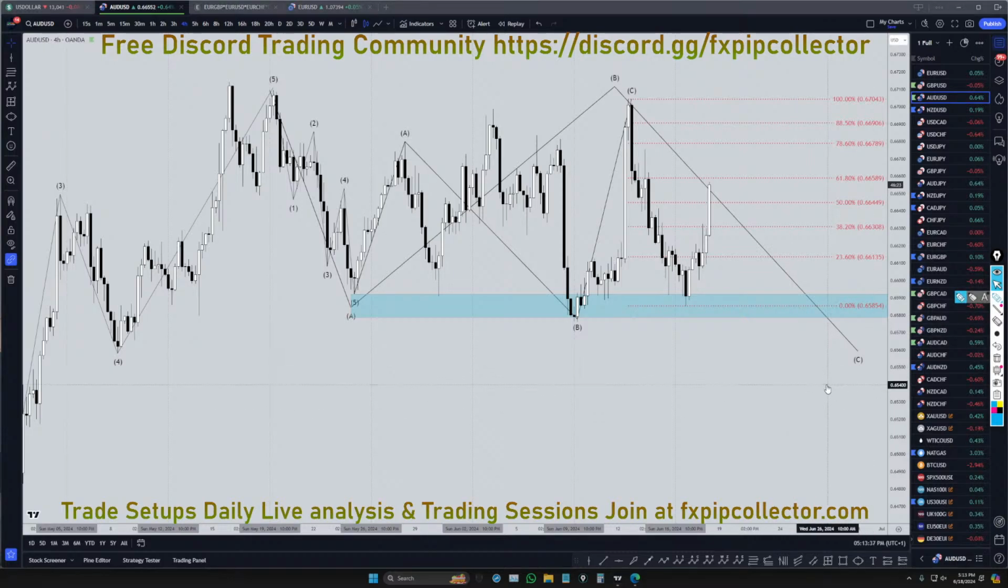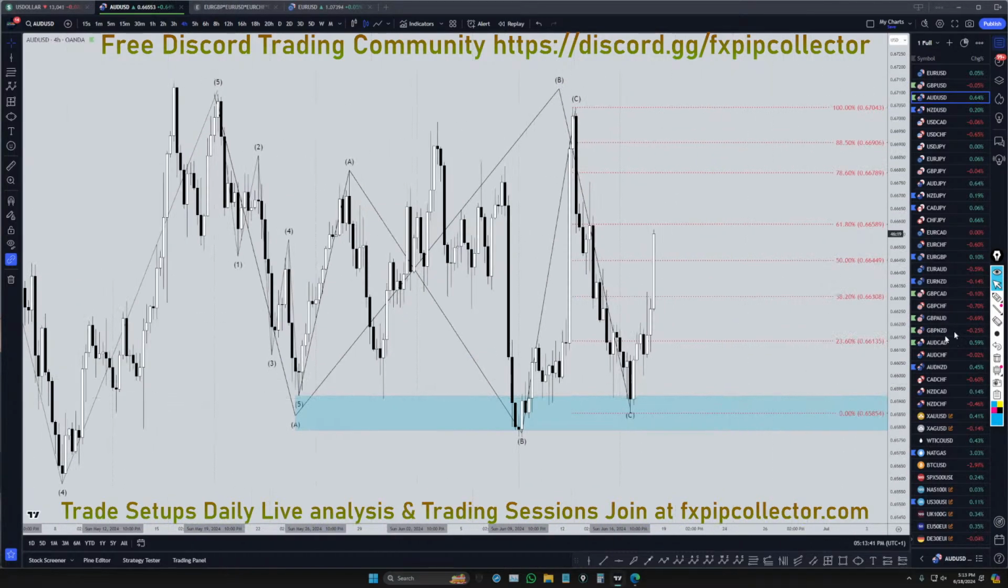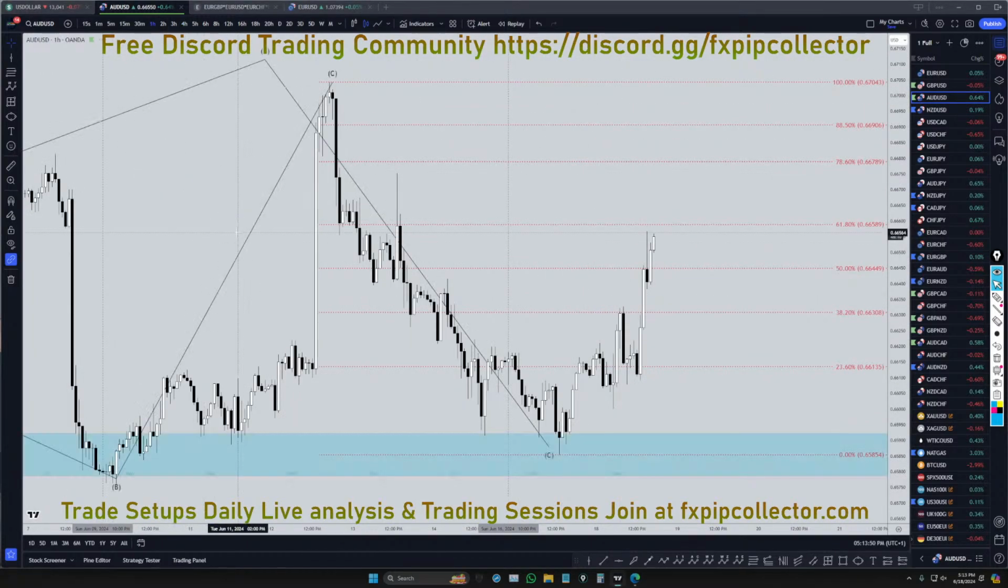I don't know. I think it might be the end of a correction. I think that it might just keep on going up. It definitely looks like a 1, 2, 3 to me. 100% it looks like a 1, 2, 3. So it might just keep on trending up. I definitely would be looking for longs.